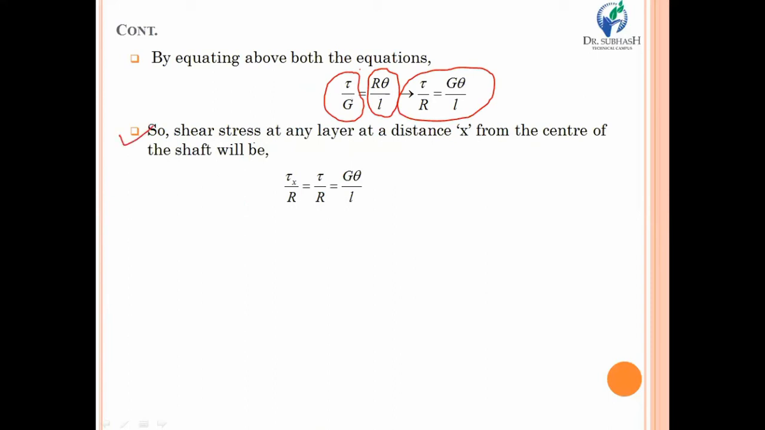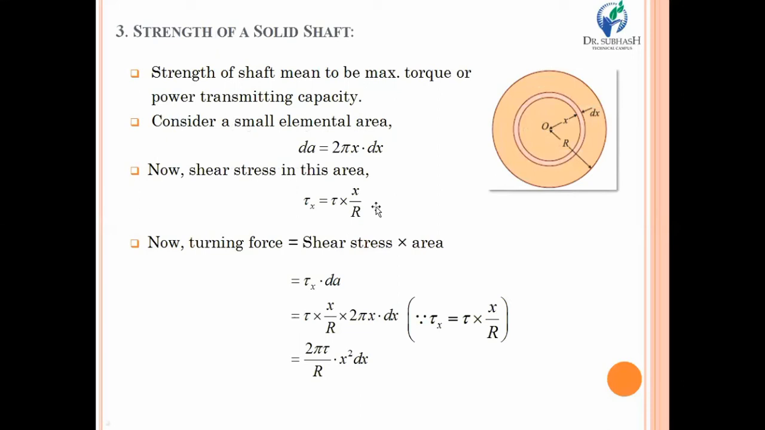So in a general way, we can say that shear stress at any layer which is located at a distance x from the center of the shaft will be given as tau x upon x is equal to tau upon R is equal to G theta upon L. Once again, tau x means the shear stress at the layer located at distance x, R stands for the shaft radius, G is the modulus of rigidity, theta is the angular deformation set up due to application of external twisting moment, whereas L is the length of shaft. So this is the torque equation that we have discussed.